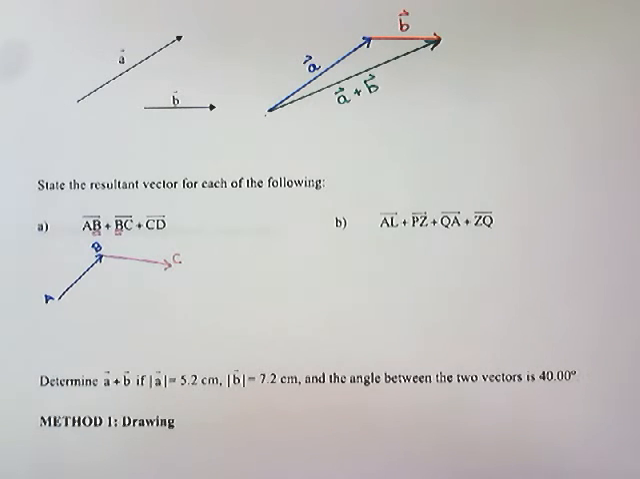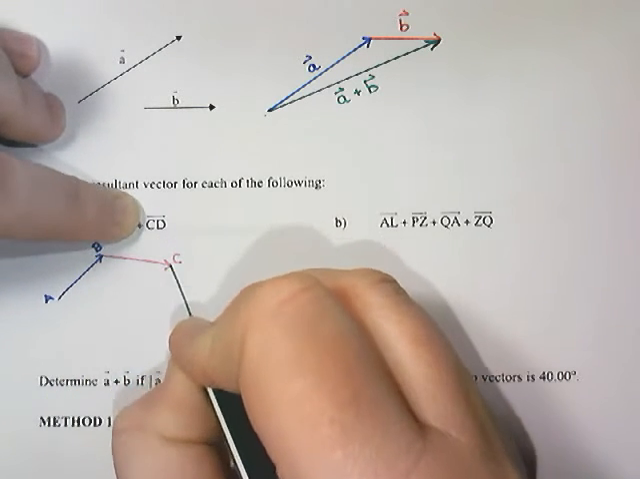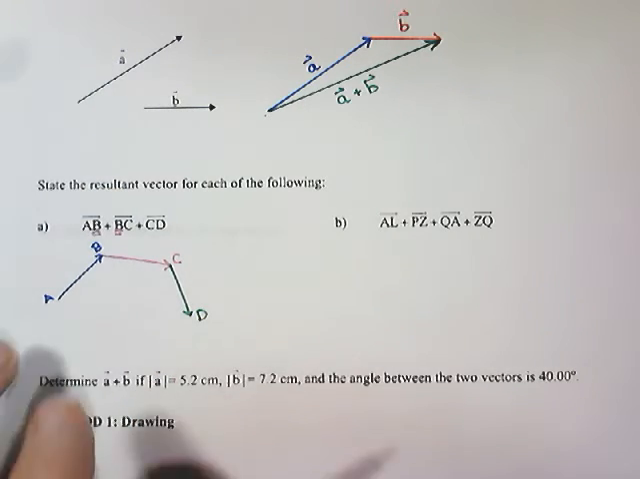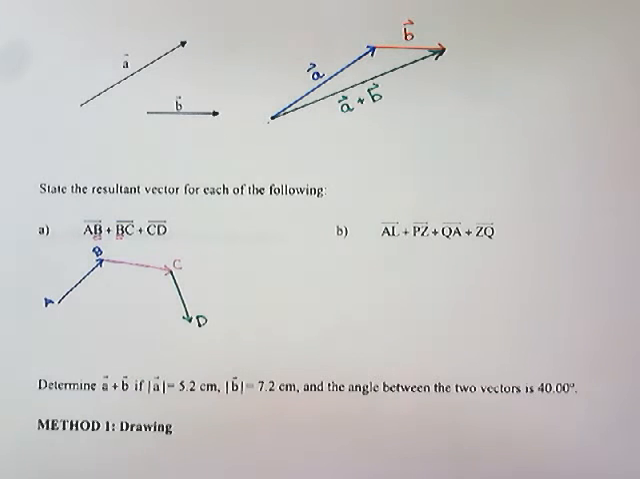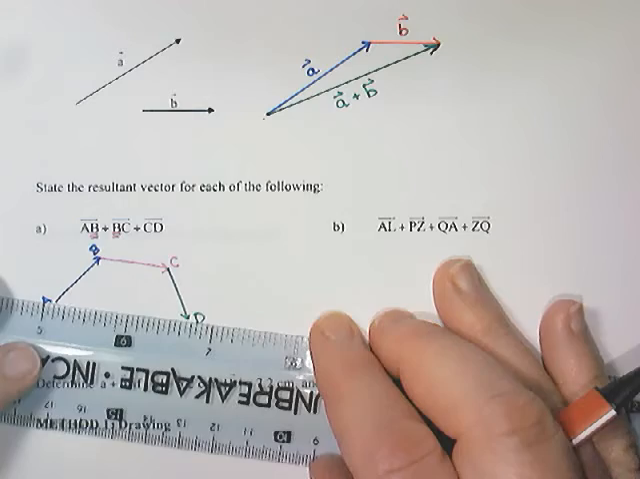And then our last vector needs to connect with C. So I finished on C. The next one starts at C and then heads to, say, point D. Right? We go from A to B, B to C, and then C to D. And then our final resultant vector is going to go from where we started at A to where we finished at D.